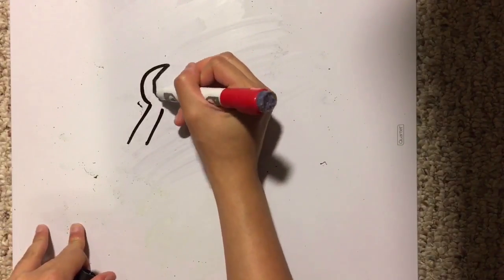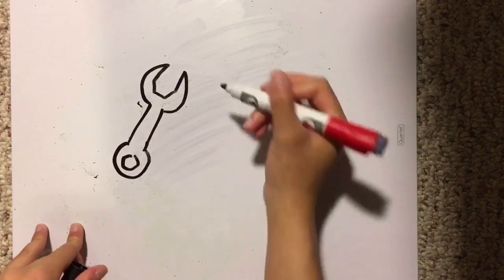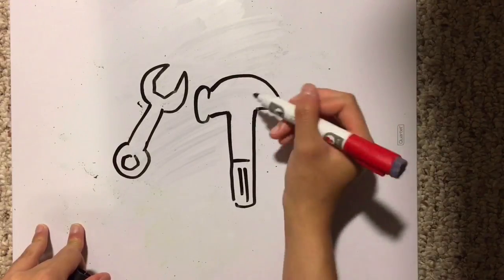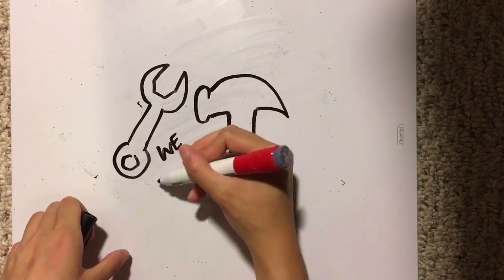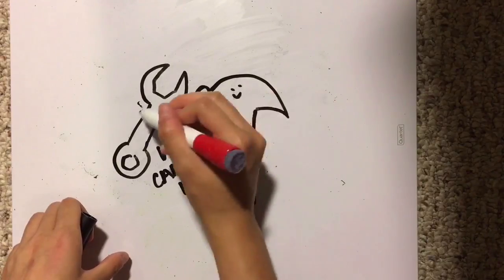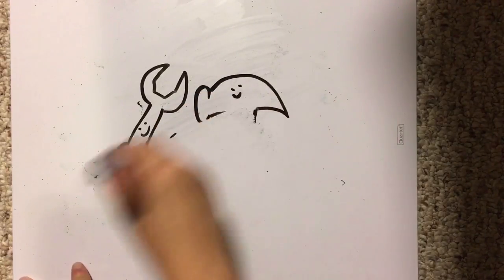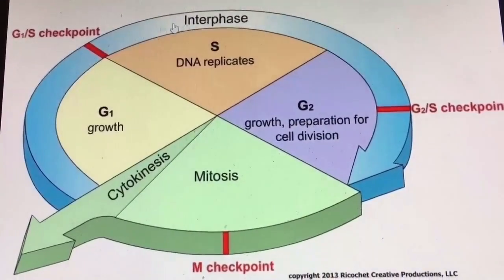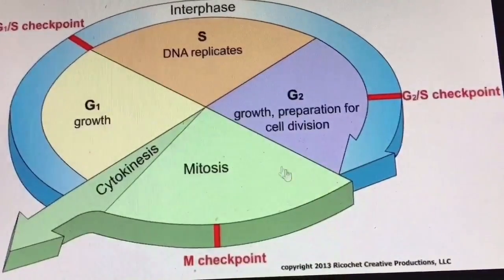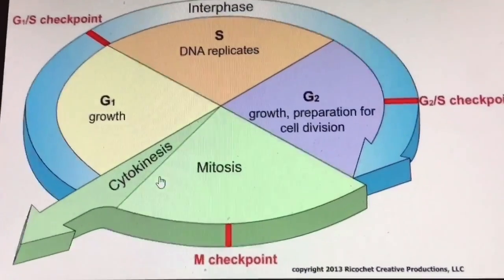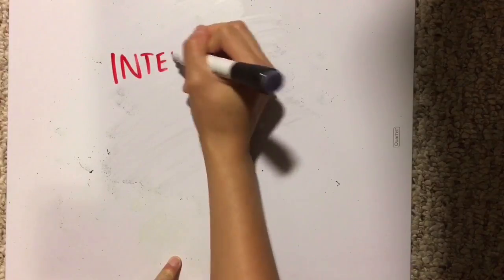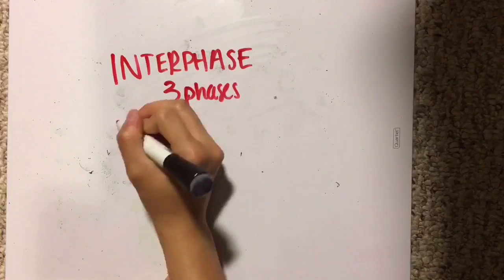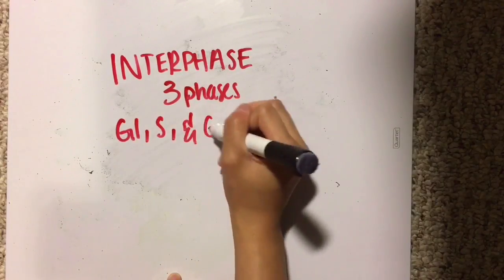The cell attempts to either complete DNA replication or repair the damaged DNA. The checkpoints include G1, G2, and M. The cell cycle includes a growth stage, mitosis, and cytokinesis. Interphase can be broken down into three phases: G1, S, and G2.